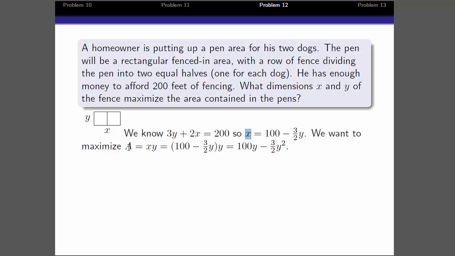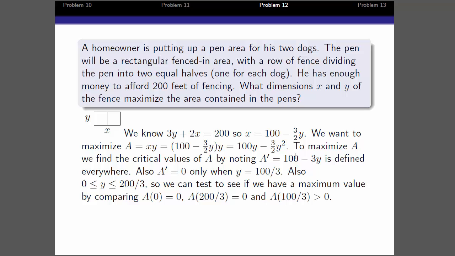We want to maximize area, which is x times y. Oh no, there are too many variables. So we replace x with what it's equal to in terms of y, and then we're ready to maximize the area. So we differentiate and find the critical values. The derivative is just 100 minus 3y, which is definitely defined everywhere. So we set the derivative equal to 0 and find out that y equals 100 divided by 3 is our critical value.